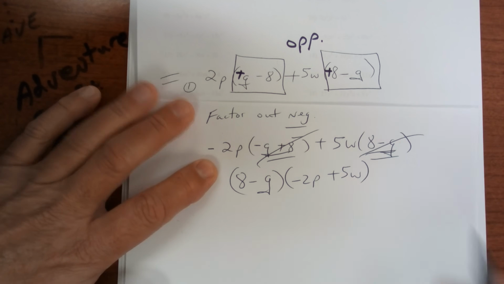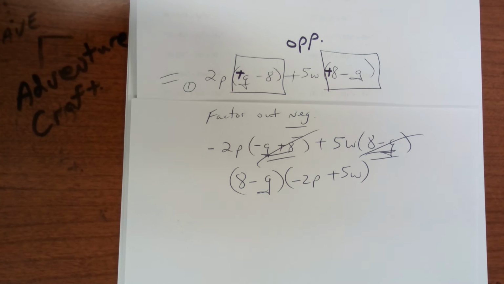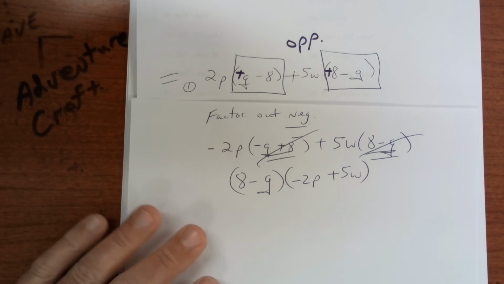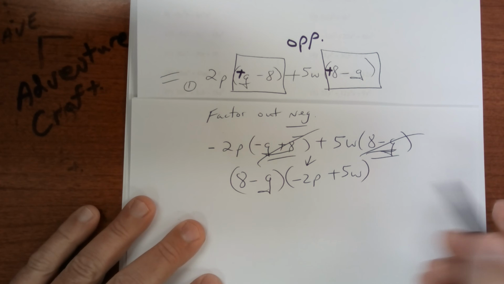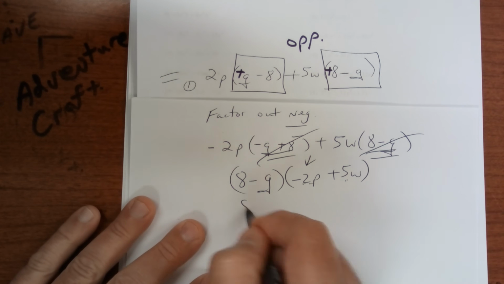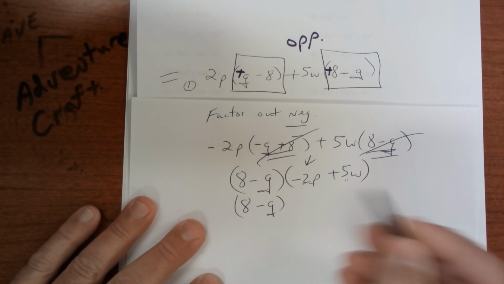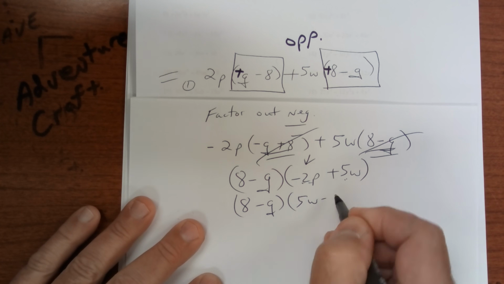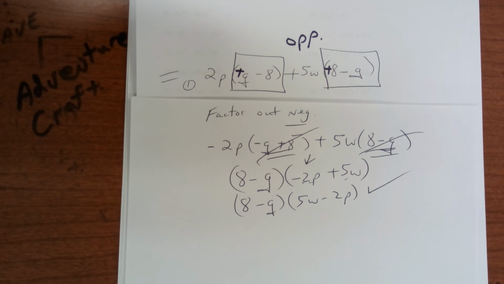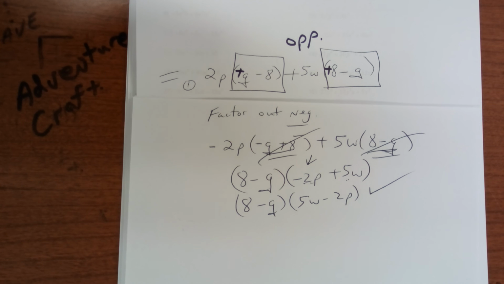Now, there's something else we can do here, and listen carefully. They don't like the first one being a negative, so I'm going to switch these. So I'm going to say 8 minus q, and then I'm going to say 5w minus 2p. And I think that's better. And you can do that as long as you don't change the signs. So that's a little different. If you get stuck on that, let me know.